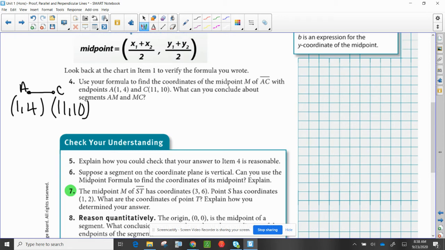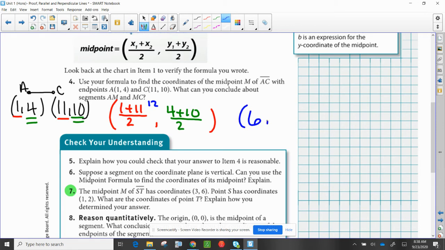So let's find the midpoint of this line. I'm going to take my x values, x1 and x2, add them together, divide by 2. For my y value of the midpoint, I'm going to take my y values, 4 and 10, add them together, divide by 2. So let's see what we get here. 1 plus 11, that's 12. Divided by 2 is 6, right? 4 plus 10 is 14. Divided by 2 is 7. So there is our midpoint M.